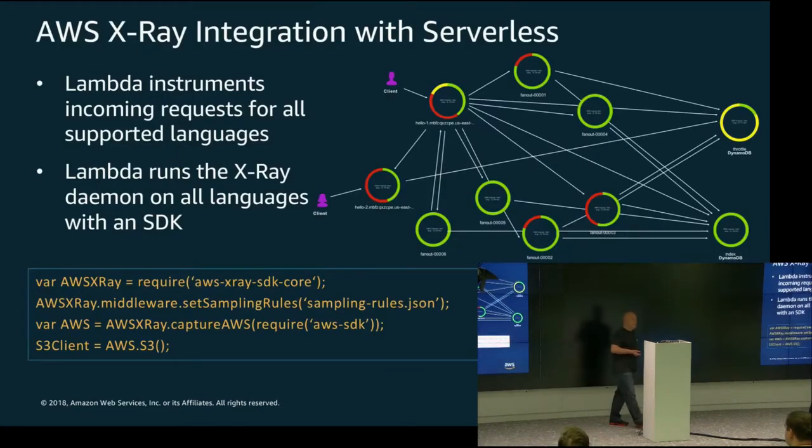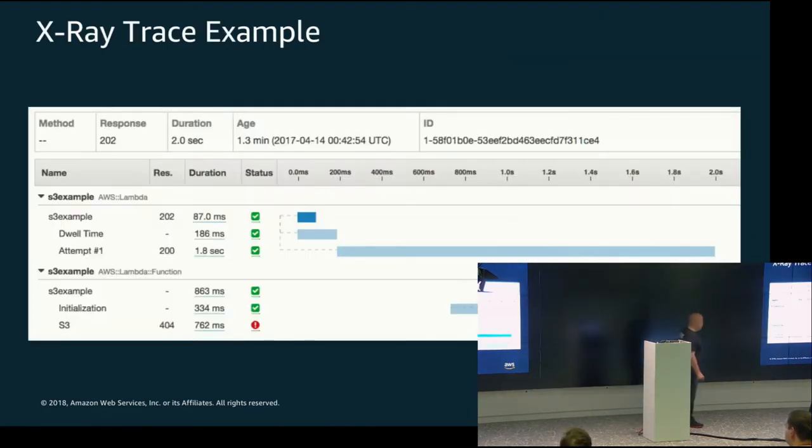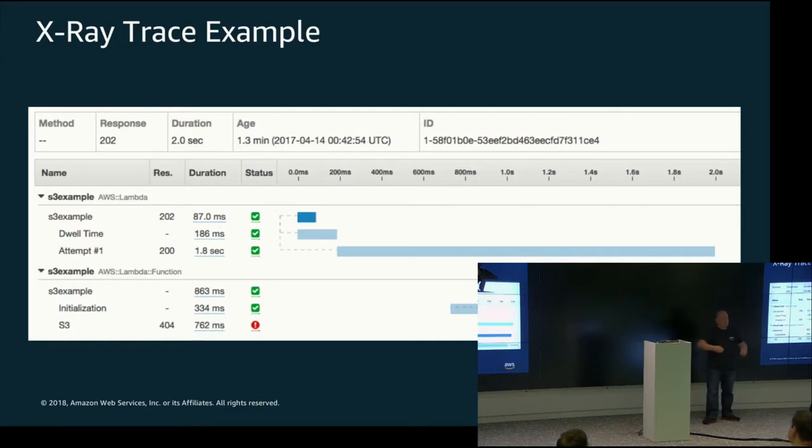Another service that will allow you to go even deeper than the monitoring that you have with CloudWatch is called X-Ray. X-Ray is a solution ideal for developers, where you can track what's happening inside your application. The X-Ray daemon is available for all languages that are supported by the AWS SDK. And here's the example. You can see very detailed information, like what's happening with the dwell time, on the attempt, and so on. So you see all those triggers and the time it takes to execute.